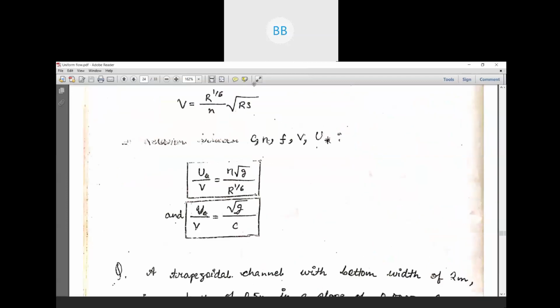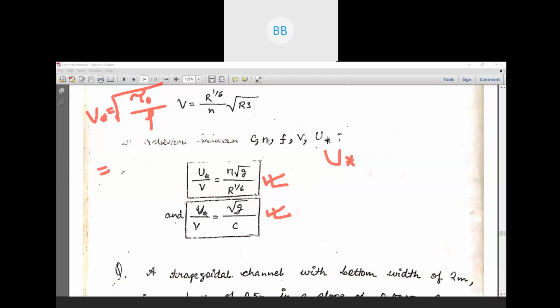So next is our relationship. When you solve problems, these two relationships are very important that you have to consider. One is U star. U star is nothing but your shear velocity. You remember what is shear velocity? Shear velocity is nothing but root over shear stress divided by density.